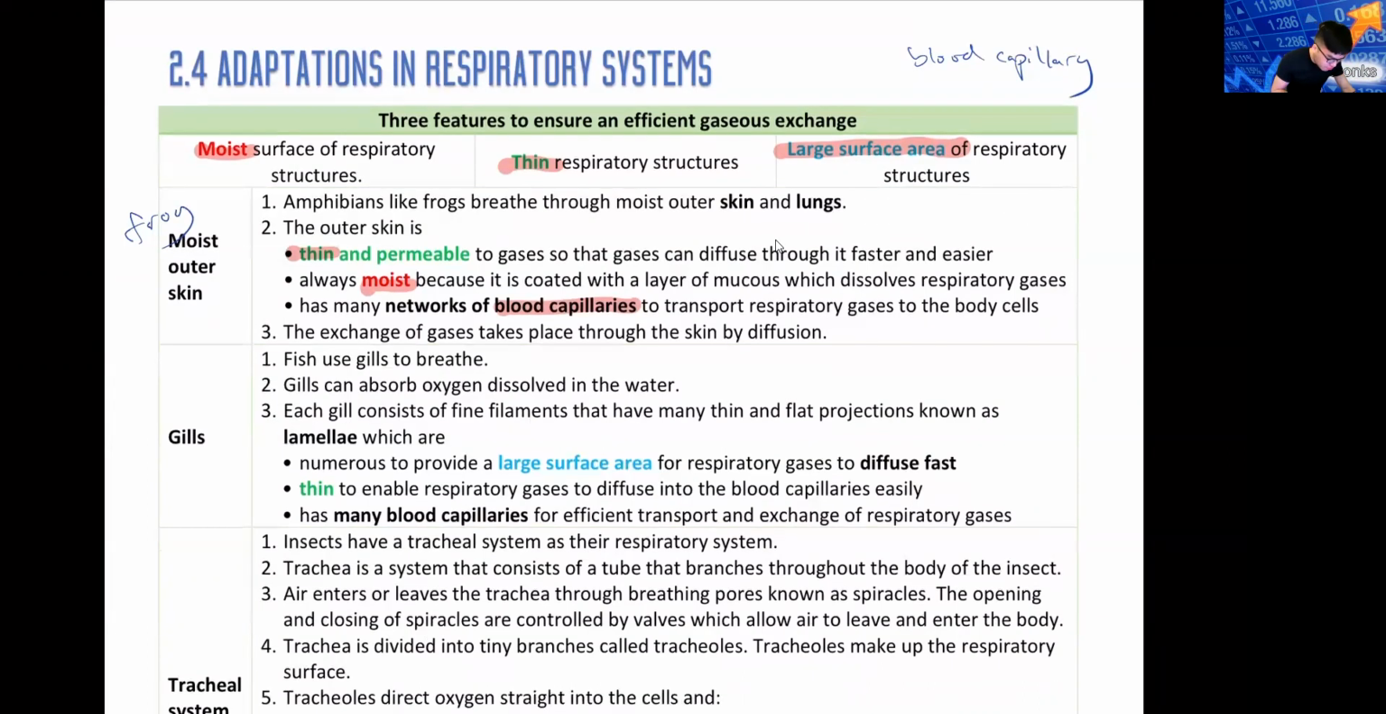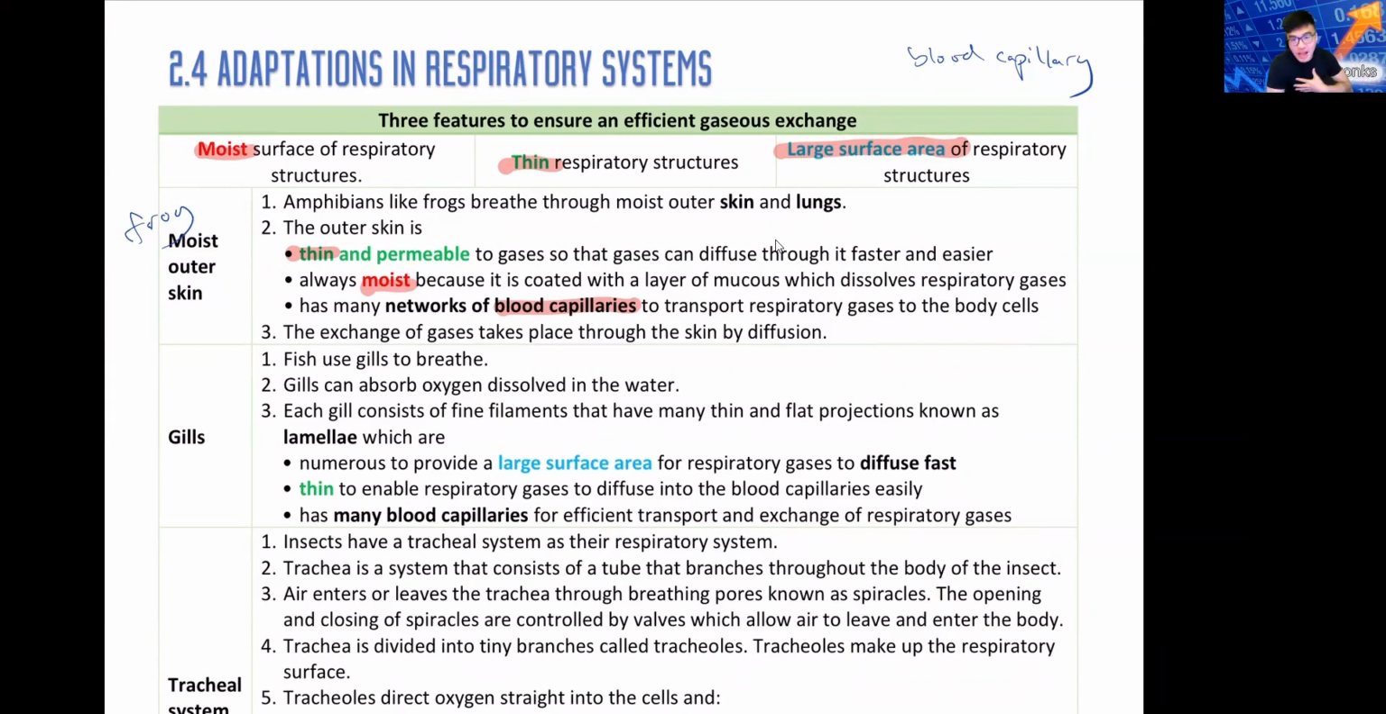All right, so as you can see, frogs. You might say, sir, frogs are so unfair. We have one organ, they have two. They have lungs and they have skin. They can breathe on land and in water. Okay, here's the thing. It's actually very fair.